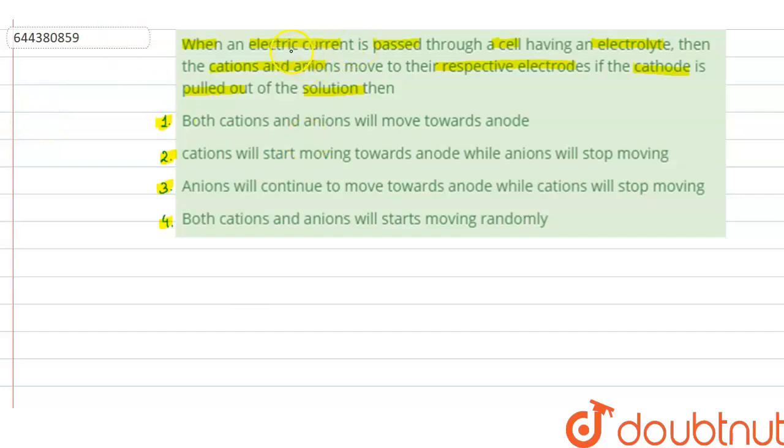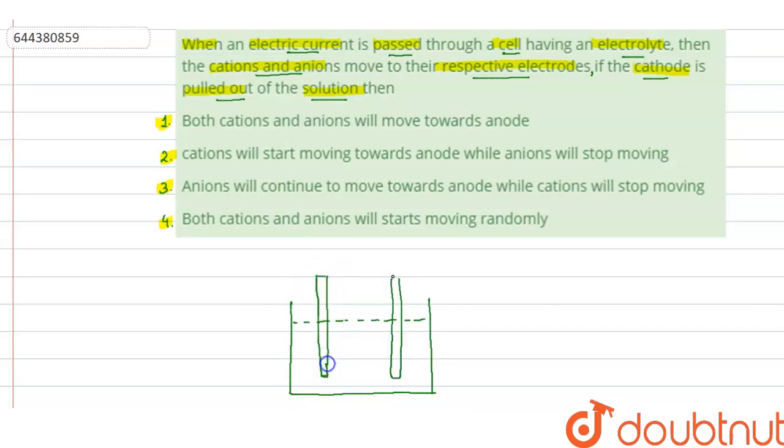So in this question it is given that when an electric current is passed through the cell of an electrolyte, the cations and anions move to their respective electrodes. So we have to tell if the cathode will be pulled out of the solution, then what happens, right? So let us consider a diagram here. Suppose we have a beaker, and in this beaker we have an electrolyte and two electrodes are immersed in it, right? And these two electrodes are connected with a battery. So this is the positive side of the battery and this is the negative side, right?